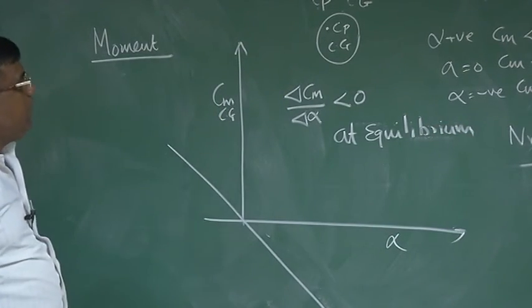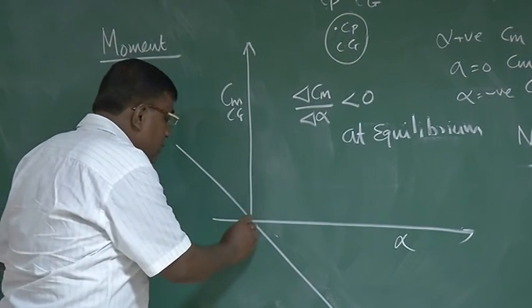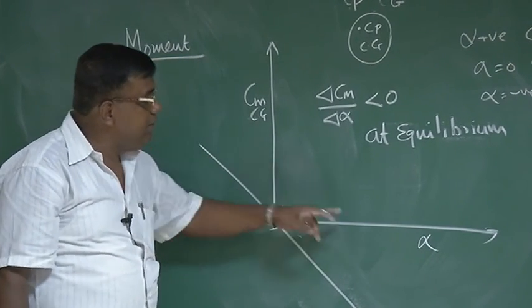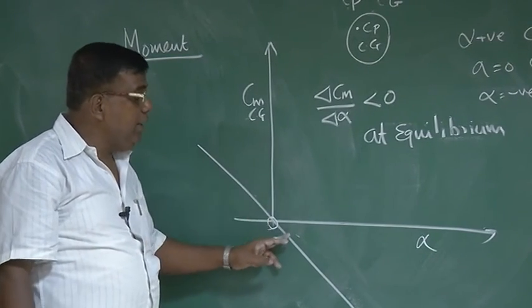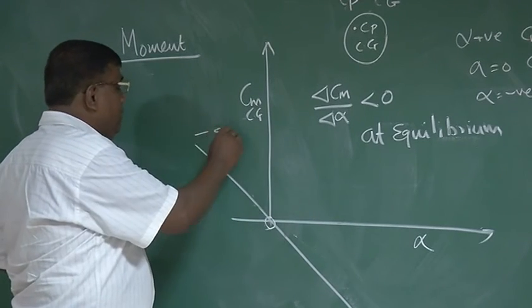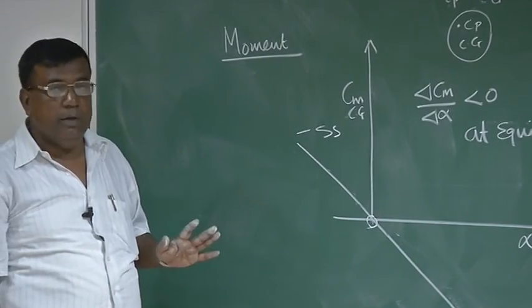So what do I do? I check what is the equilibrium. Equilibrium is at Cm equal to 0. Now I check the slope of Cm versus alpha at equilibrium. I find that yes, it is indeed negative. So I say this is a case of static stability, or this configuration is statically stable.